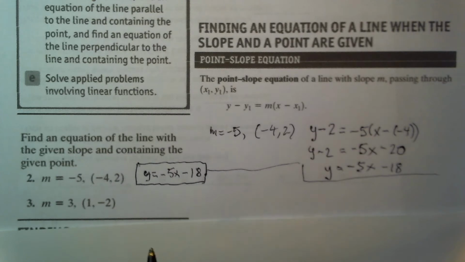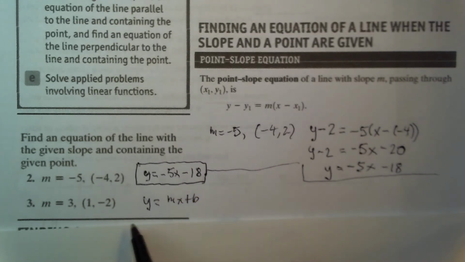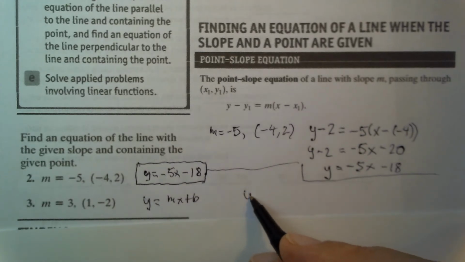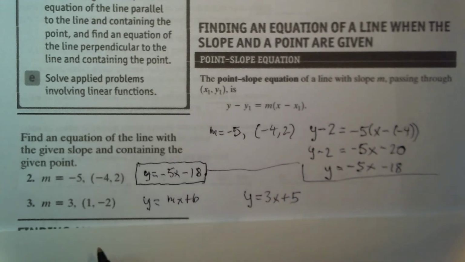For exercise 3, we could use the same approach, but I want to show you a different way of doing this particular problem. We're going to start with the equation y equals mx plus b. Now we know the slope is equal to 3, so we can write this as y equals 3x plus b. Now here is an important observation. The line passes through the point x equals 1, y equals negative 2.